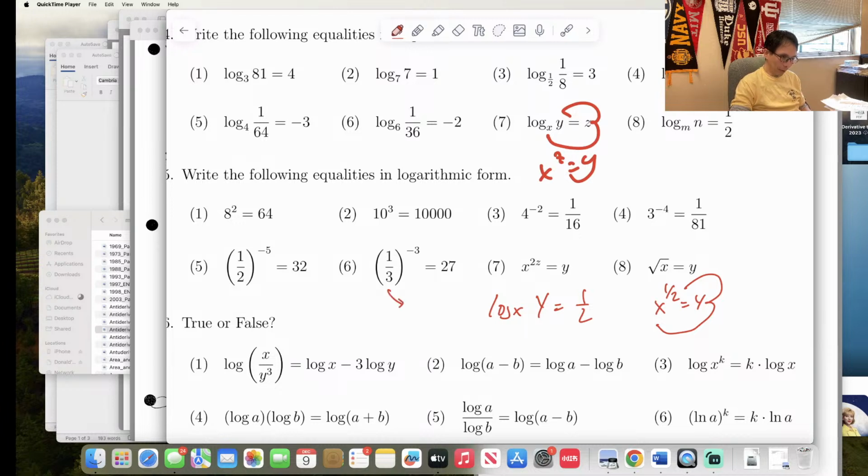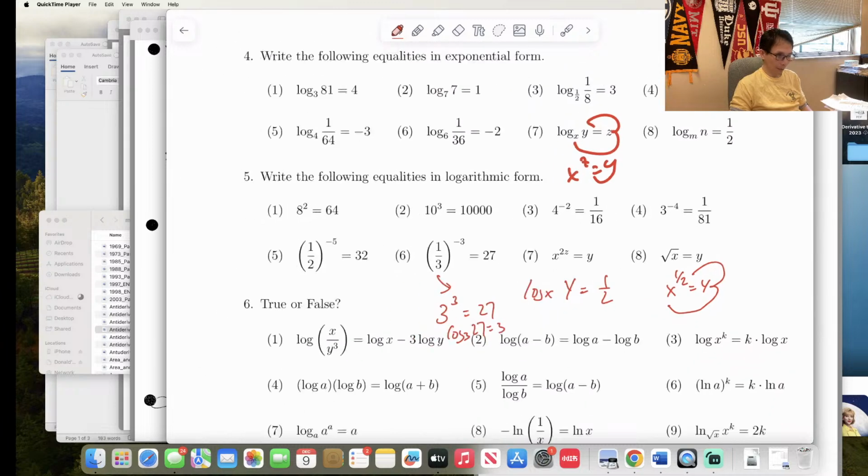And for this one, you need to change it to 3 to the 3, because that's equal to 27. Then you can say log 3 of 27 is equal to 3. Any other question you want me to go over?